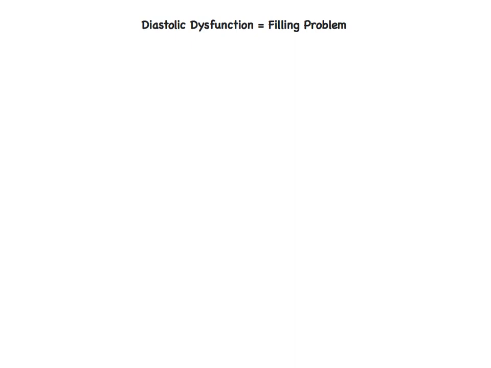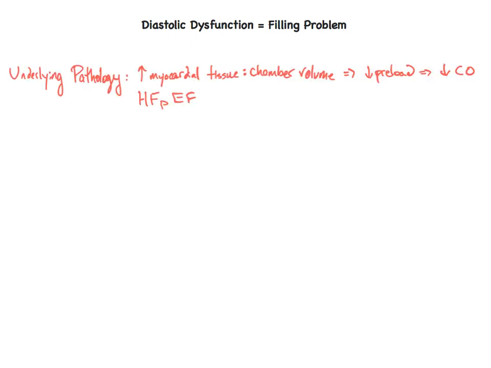On the other side of the coin, what if we have no problem ejecting blood, but with filling? This is called diastolic dysfunction. Here, the normal chamber volume is displaced with the excess myocardium. There usually isn't a problem with the contractility or the ejection fraction here. We may even see an increased ejection fraction.